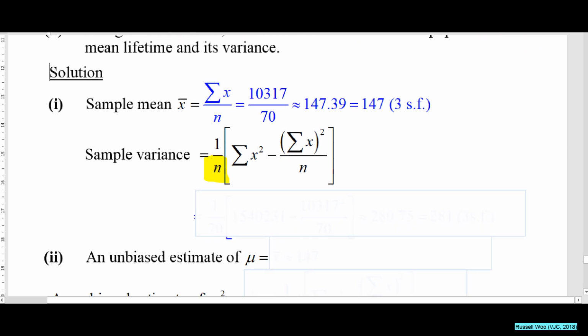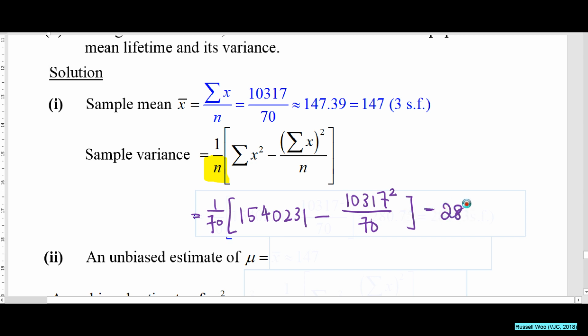All right, we'll substitute them all in. You will get 1 over 70, summation x squared is given, 154,031, minus 10,317 divided by 70, squared. Put it in a calculator, you get 281.